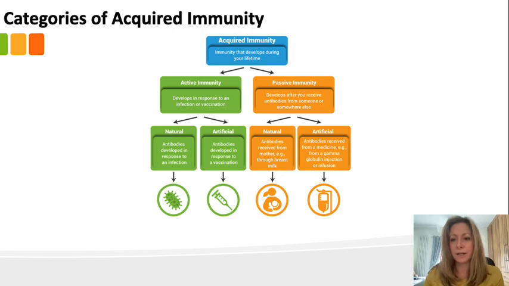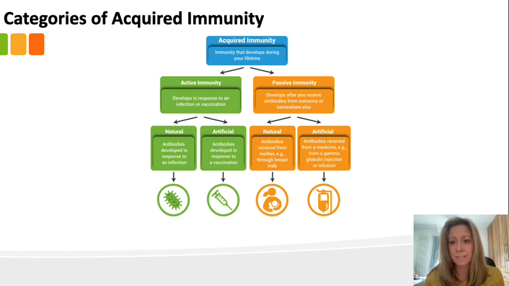As mentioned earlier, acquired immunity is developed after birth and throughout a person's lifetime. The categories can be divided into active or passive, and further depending on whether the immunity is acquired naturally or artificially. Active immunity occurs when the individual's own immune system responds to a foreign substance, and passive is when immunity has been transferred from another person.